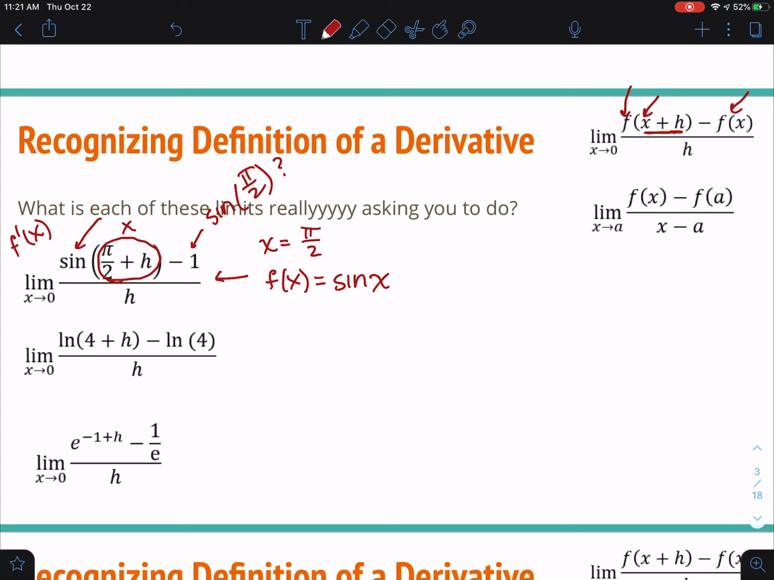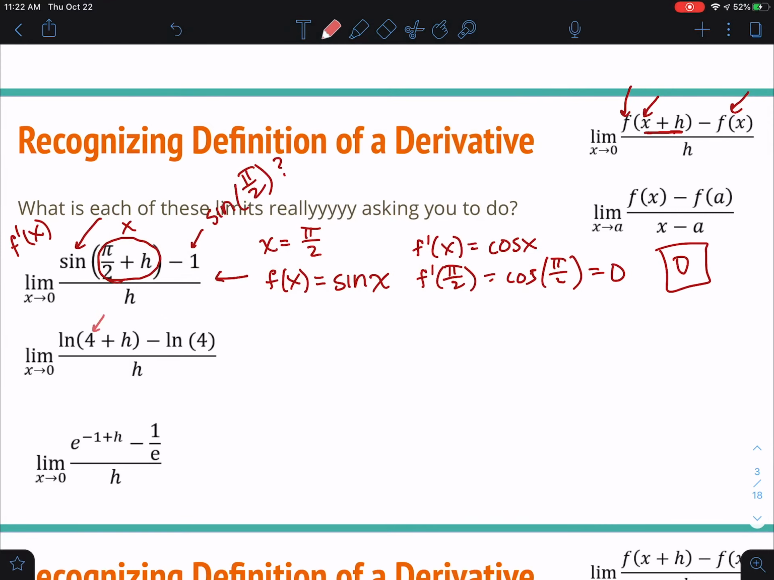over h. So all this is asking us to do is to find the derivative at pi/2. So the cosine of pi/2 is going to be 0. So I know that my final answer here is going to be 0. Okay. Next one. Same thing.